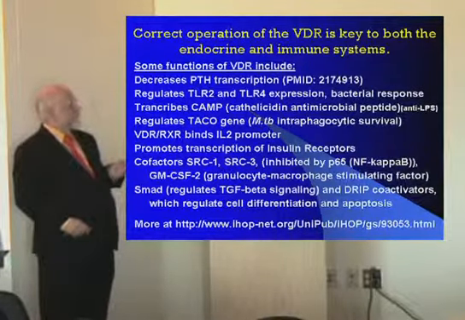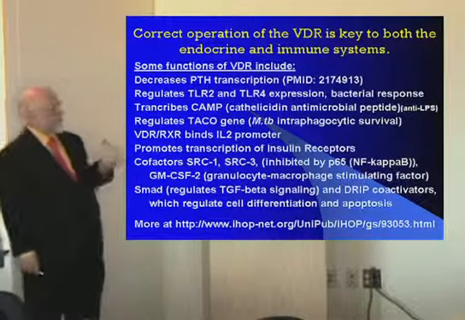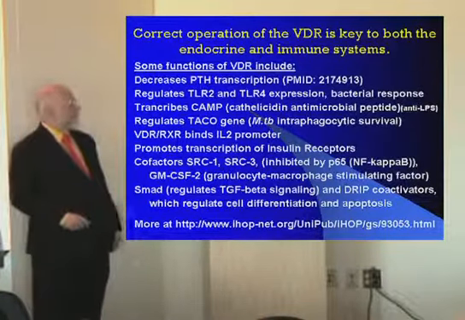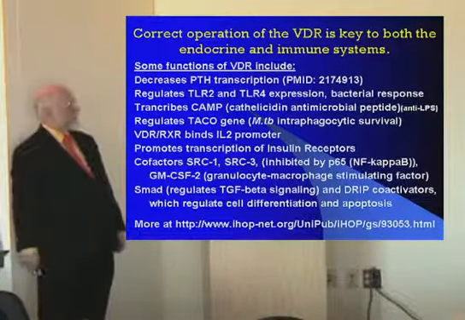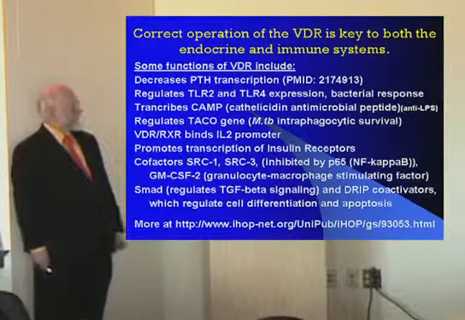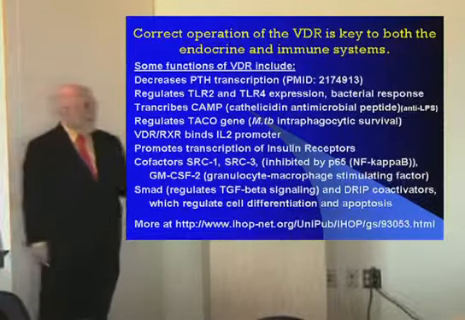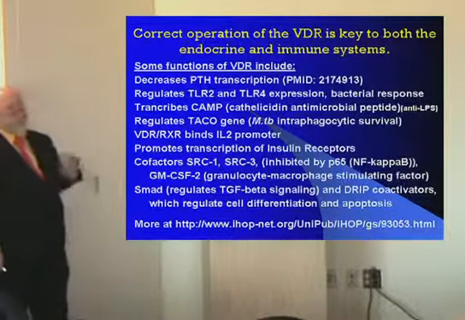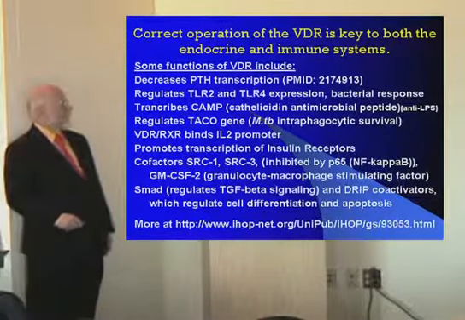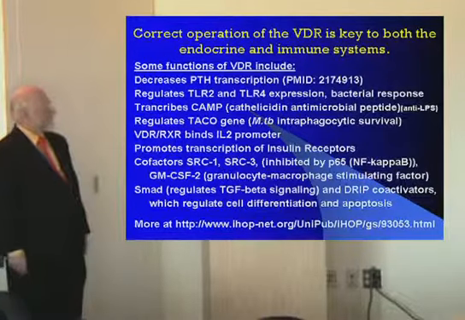It also promotes transcription of insulin receptors, turns the DNA, transcribes the DNA into RNA so that insulin receptors can be made. It interacts with cofactors SRC1 and SRC3. Those are steroid receptor cofactors, which are inhibited by P65, which is half of nuclear factor kappa B, again, immune system. And we know it's associated also with the granulocyte macrophage stimulating factor, another key immune system function.